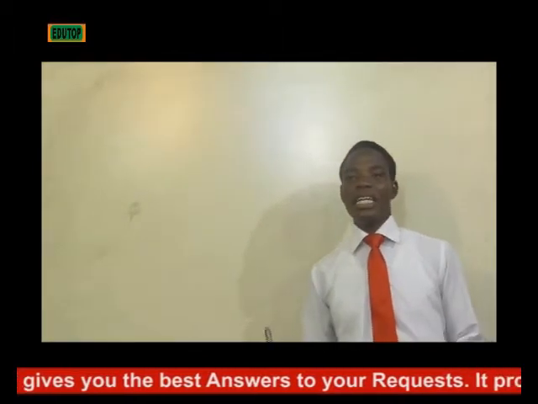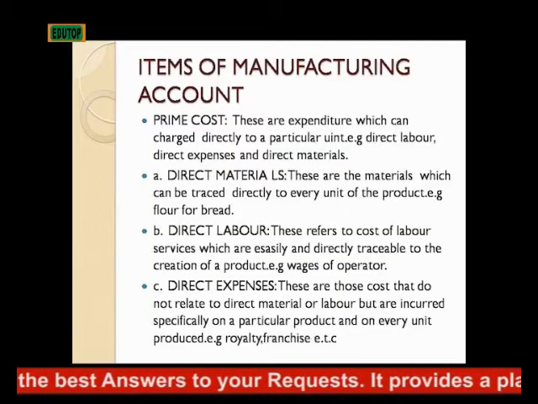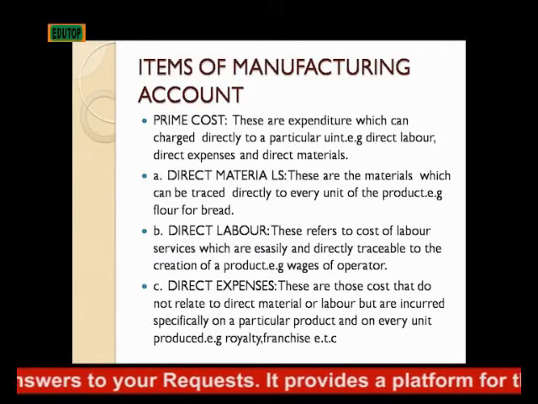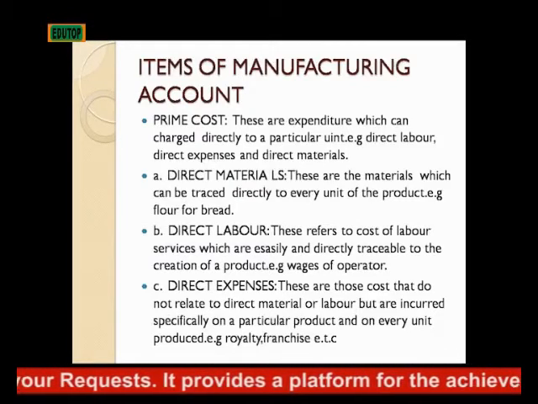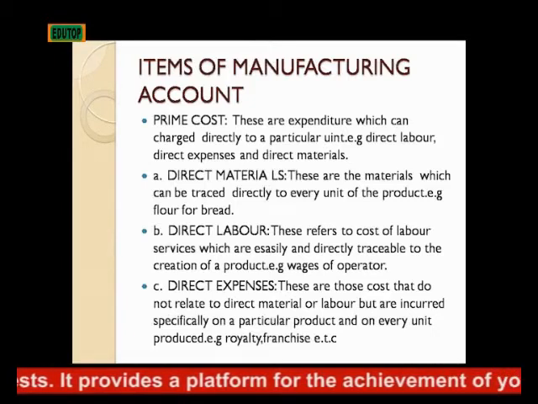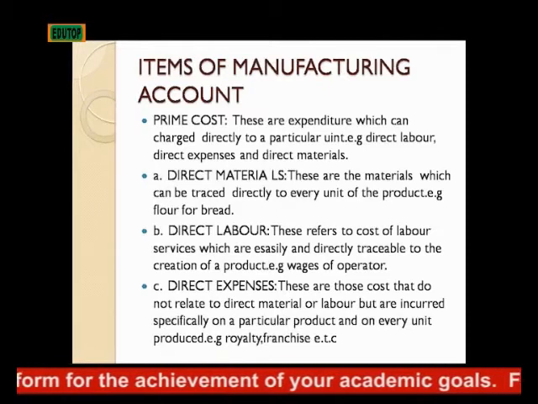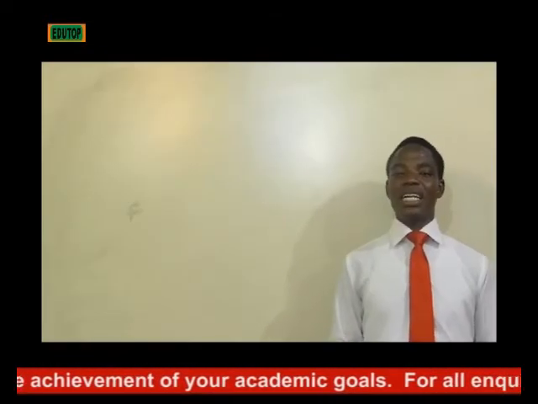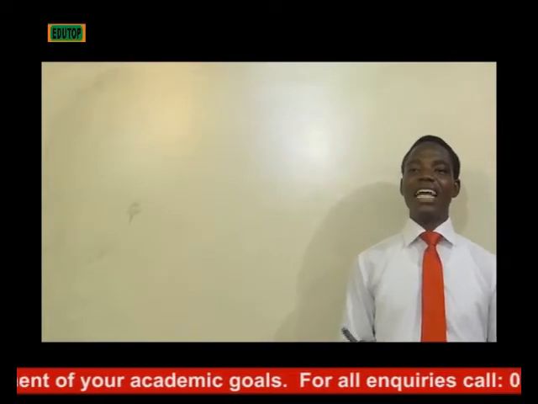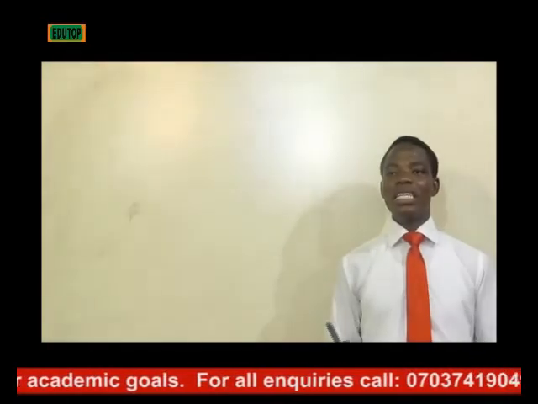Now we have direct expenses. These are costs that do not relate directly to materials or labor, but are incurred specifically on the particular product or on every unit produced, e.g., royalty, franchise. So this is an additional expense incurred in the production that you can easily trace, and one of them is royalty. So the three together make what we call prime cost.